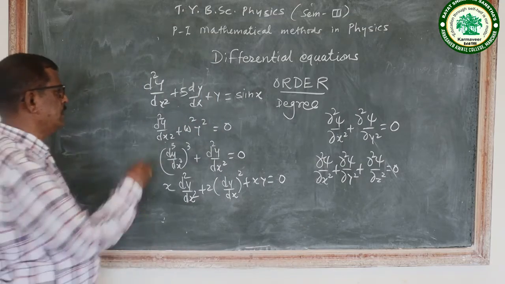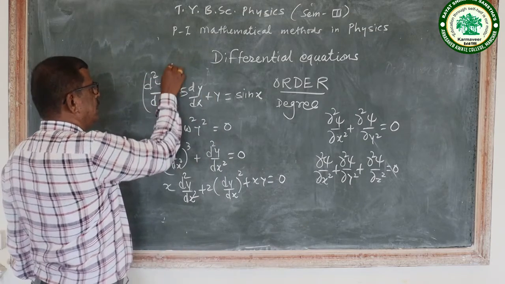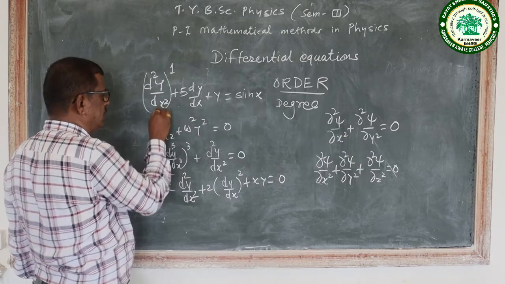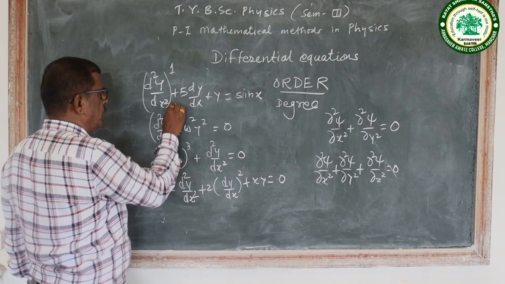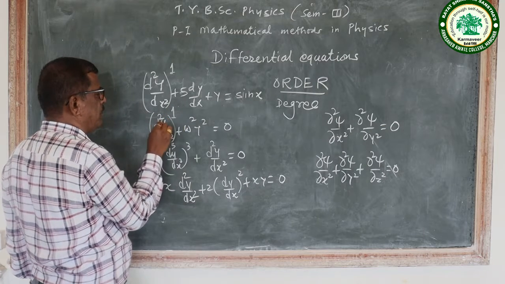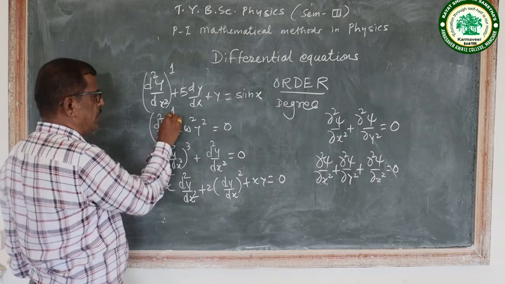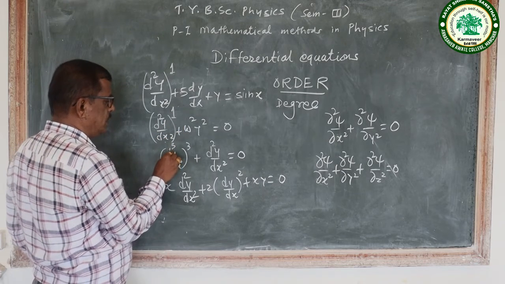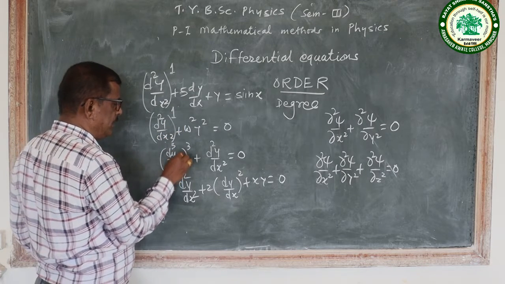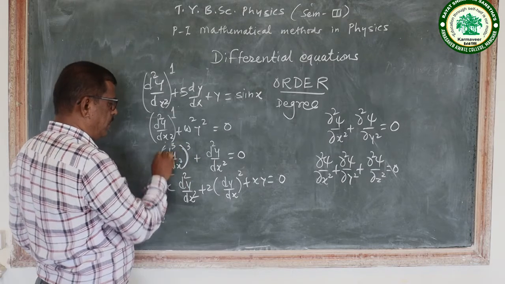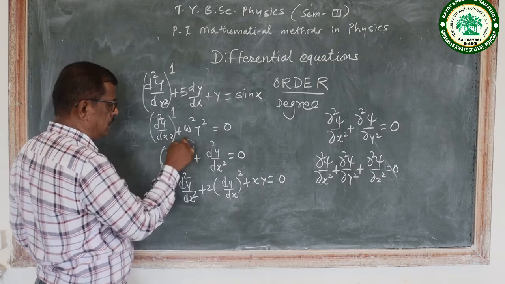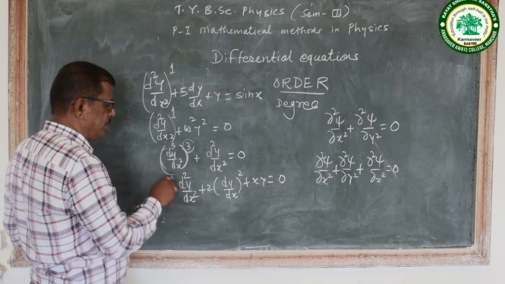Okay, next, after order we see what is the degree of a differential equation. What is the highest derivative? This is the highest derivative. This is raised to 1, therefore the degree of this differential equation is 1. This is the highest derivative. What is the power of this highest derivative? That is 1. Therefore the degree of this differential equation is 1. This is the highest derivative and the power of this is equal to 3. Therefore 3 is the degree of this differential equation.